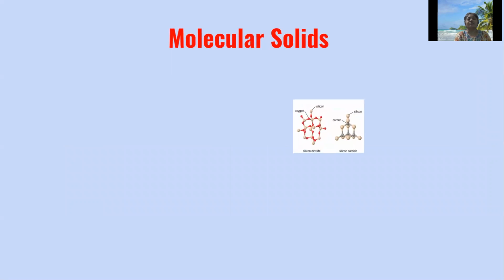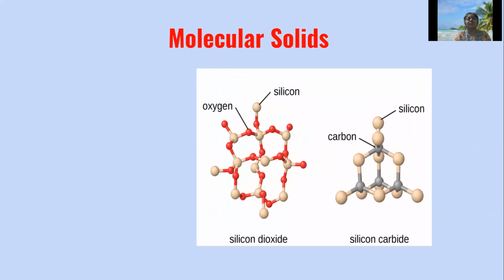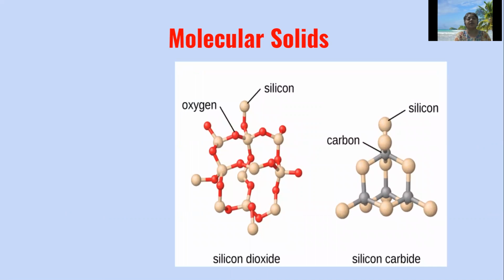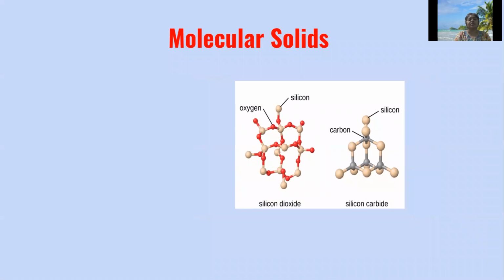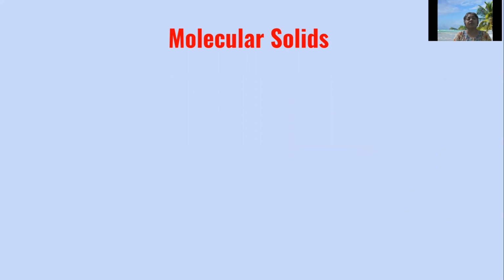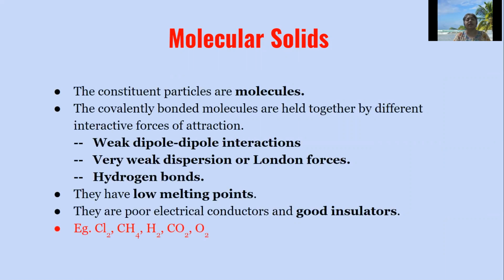Moving on to the last type of solids, that is the molecular solids. Molecular solids, as the name suggests, comprise of molecules. So we have here examples of silicon dioxide, that is silica, and silicon carbide. So these are molecular solids. You can even have examples of hydrogen sulfide or sulfur dioxide or carbon dioxide. These are all molecular solids.